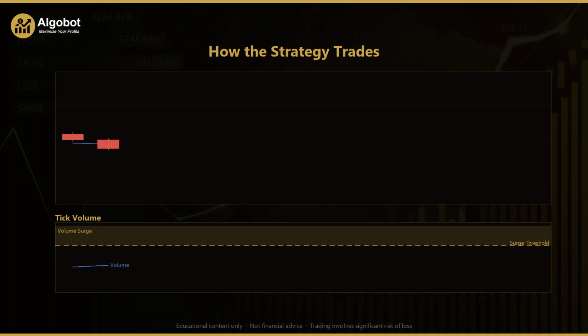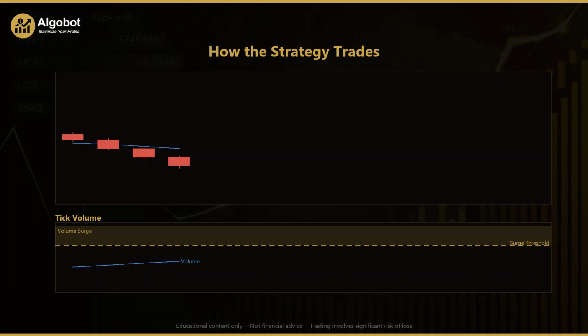Let's bring this to life on the chart. On the main panel, you can see the price candles and a smooth blue line running through them. That's the EMA value line, the reference for where price has recently been fairly priced. Below the candles is a subpanel showing tick volume, with a dashed gold line marking the surge threshold. Whenever a volume bar pushes up into that gold zone, it means participation has jumped well above its recent average. Keep your eye on that panel, because it does a lot of the work in this strategy.